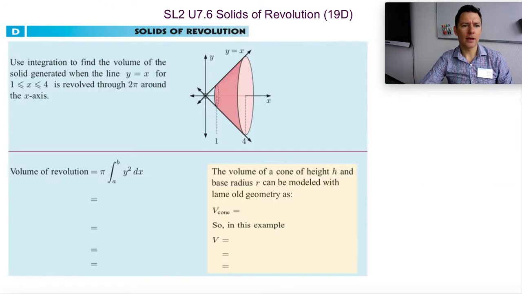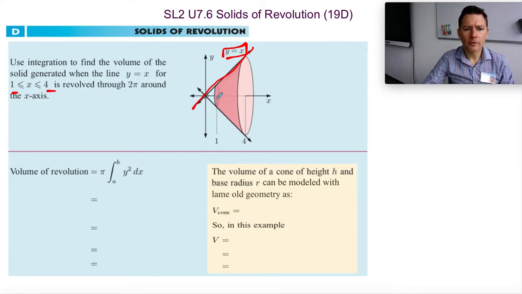So let's try a problem like that. We're trying to make a cone. I know the line that we're trying to use is y equals x, and I know it's going from 1 to 4. It's 1 to 4. So let's find the volume. First we're going to do it with fancy calculus, and then we're going to verify it with lame old geometry.